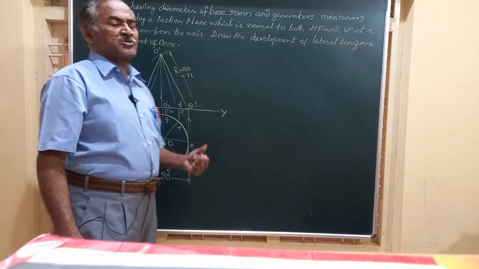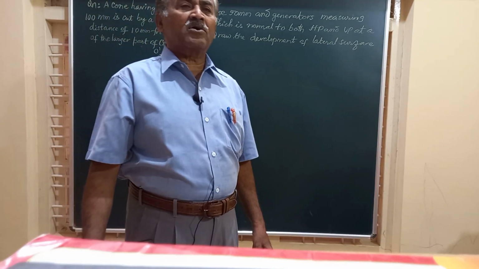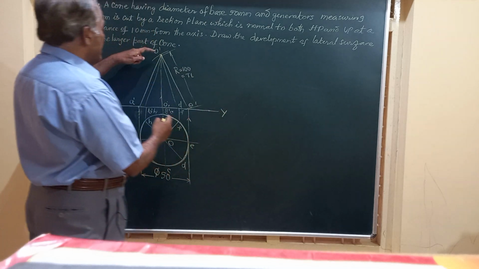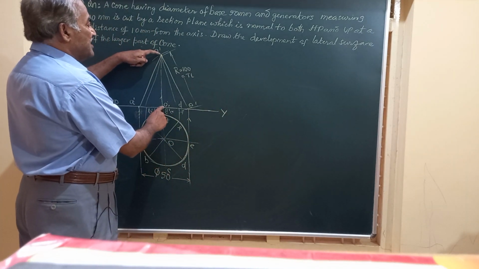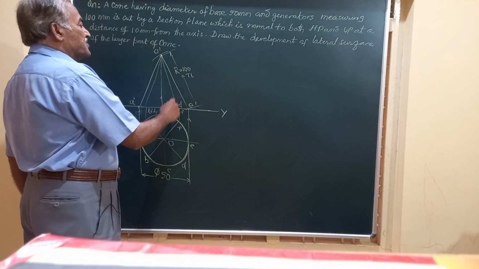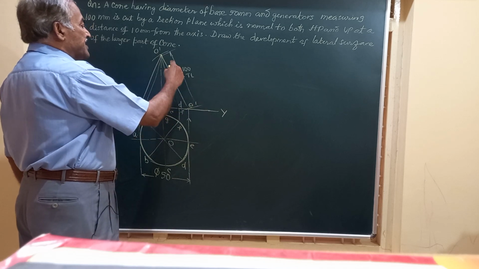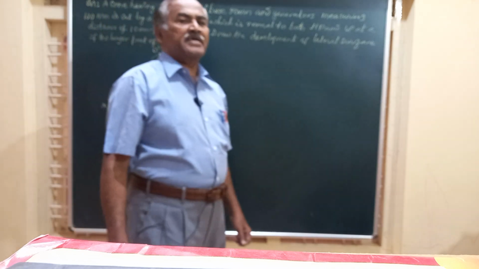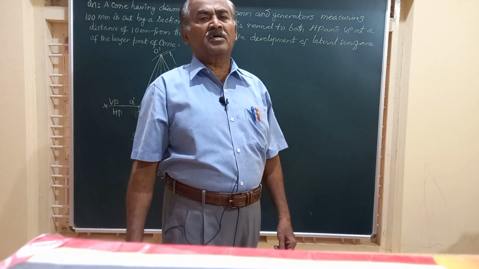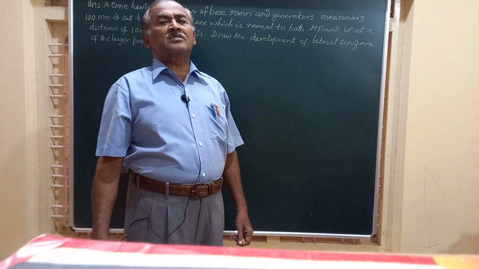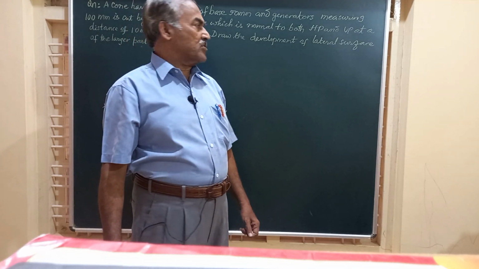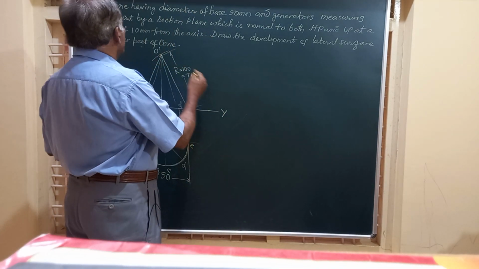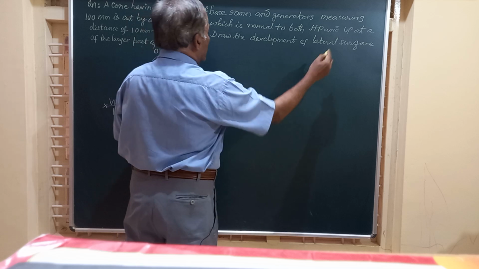Friends, in case they ask you to find out what is the height of this cone, you can simply measure this vertical height. That will give you the height of the cone when the length of this generator is 100 mm. So we have completed the first part of the question, that is drawing the top and front views of the cone. Now friends, let us move on to the development part of it.